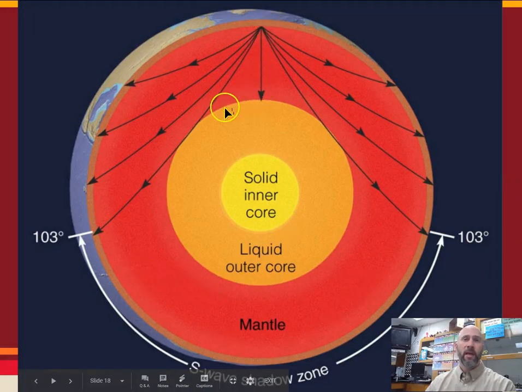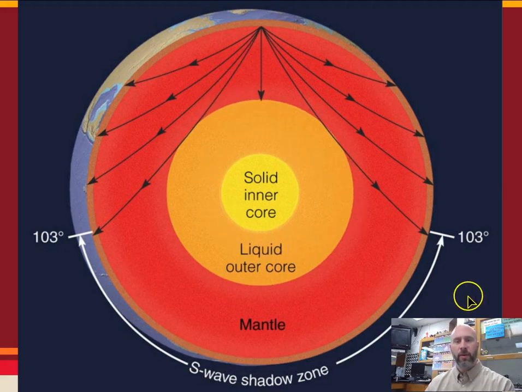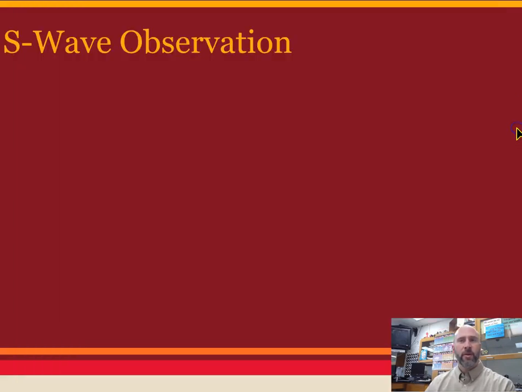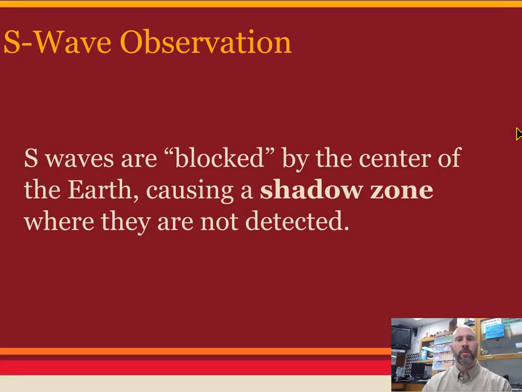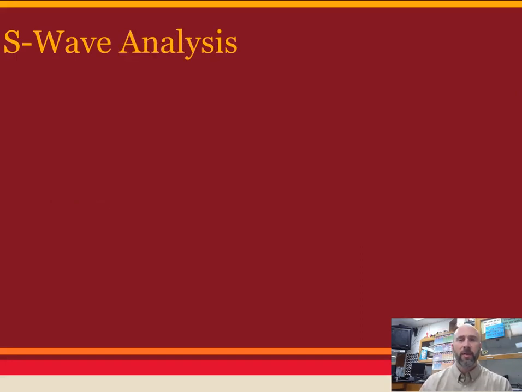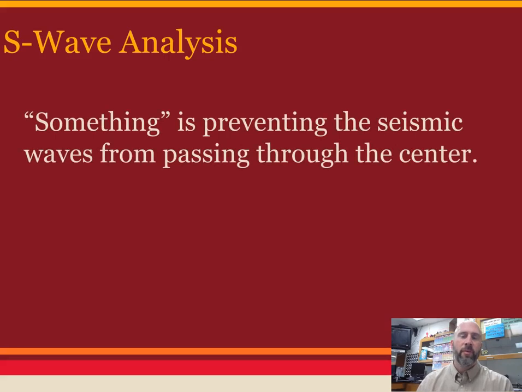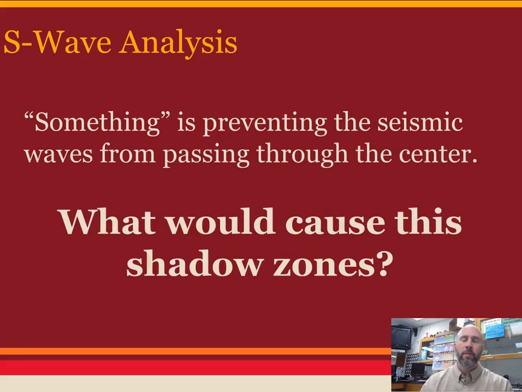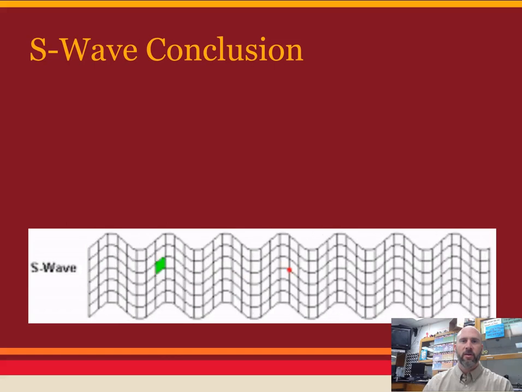So those S waves get blocked by this thing on the inside of the Earth, right? But we are able to detect them on the edges here. So again, another observation is that these S waves are blocked by something, causing this big shadow zone on the backside of the Earth. And again, we're trying to figure out what could possibly cause that shadow zone.